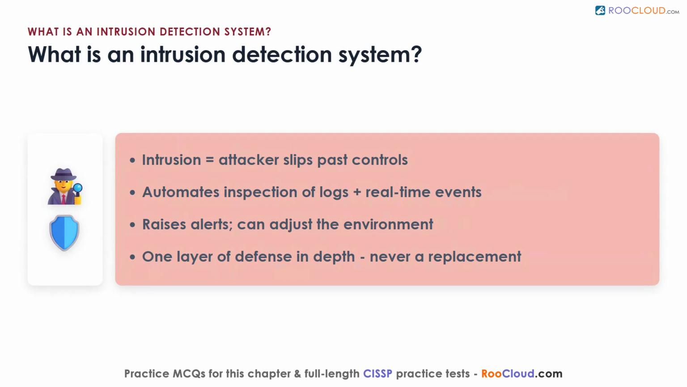An intrusion happens when an attacker slips past your controls and reaches your resources. An intrusion detection system automates the inspection of logs and real-time events to catch those attempts and system failures. When it spots something suspicious, it raises an alert or an alarm, and in some cases it can adjust the environment to stop the attack. Treat it as one layer in defense in depth. It complements your firewalls and other controls, but it never replaces them. Think of it as a smoke detector that watches constantly and shouts the moment something smells wrong.